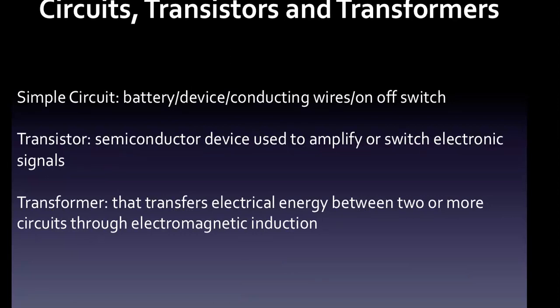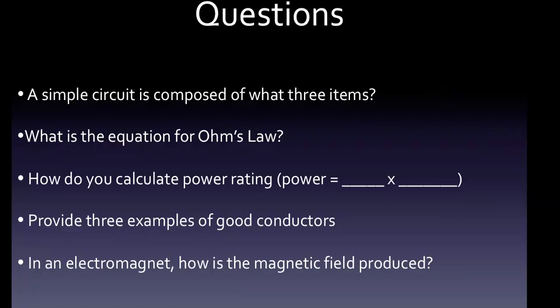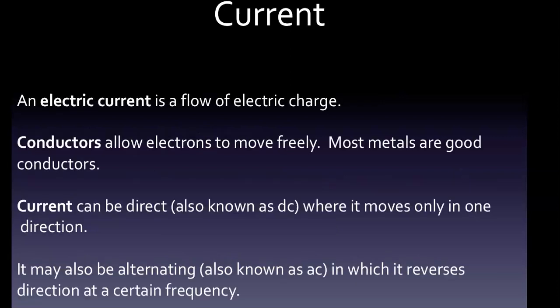And circuits, transistors, and transformers. Again, you don't need to know a lot of detail, but we need to know some basics. A simple circuit is composed of a battery, a device such as a light bulb, and conducting wires, as well as an on-off switch. And I think we had a question about a simple circuit, the first one right there: a simple circuit is composed of what 3 items? If they ask for 3, then we would say battery, device such as a light bulb, and conducting wires. But really, there is also a 4th one, which is an on-off switch.